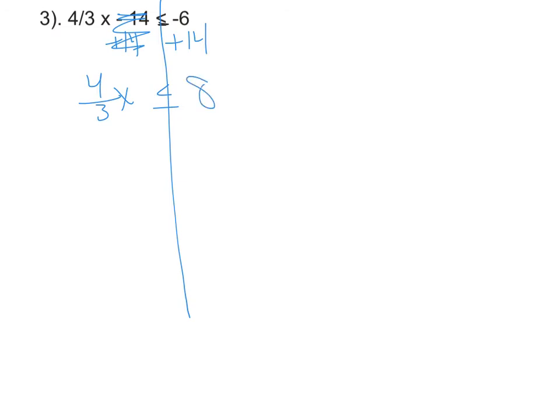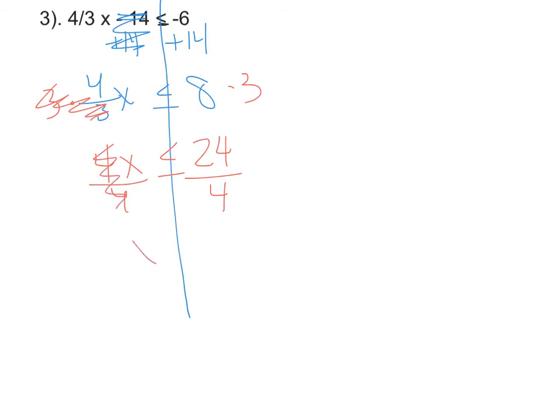So on the left, remember this means 4 divided by 3. So to get rid of this divided by 3, we're going to multiply by 3 on both sides. So that way the 3's cancel on the left, and that leaves us with a 4 and with an x, less than or equal to, and on the right, 8 times 3 is 24. Last step, we're going to divide both sides by 4.